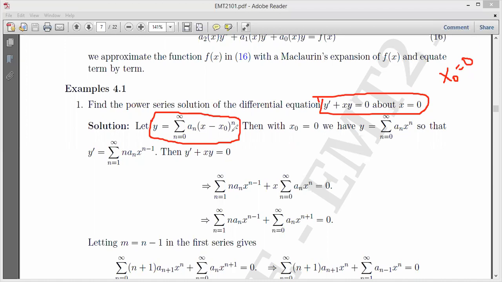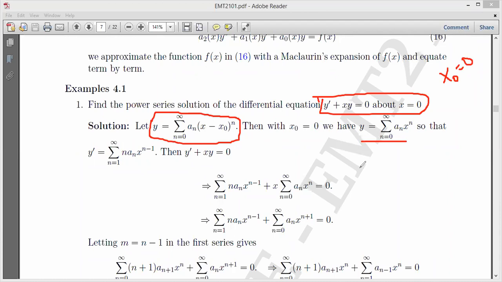So we are saying, if we want to solve this one here, that is y prime plus xy equals 0, about x equals 0, we are getting a power series solution for this. So we substitute. If this is y, it means we have to differentiate this y. First of all, since it is about x equals 0, you substitute x naught as 0. Because x naught is 0, you get y, which is the sum of a_n x to the n.